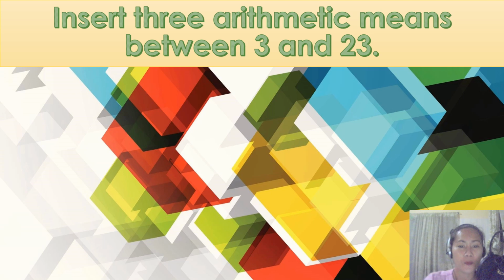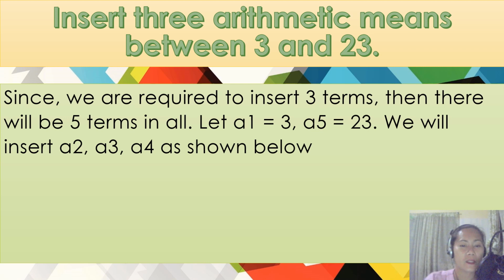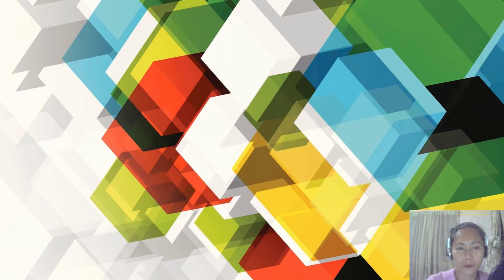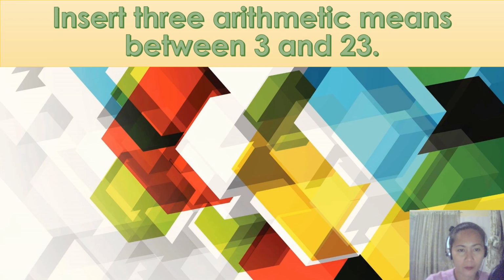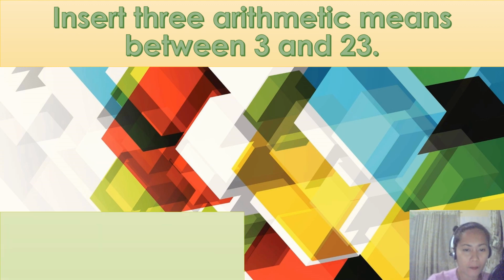Insert 3 arithmetic means between 3 and 23. Since we are required to insert 3 terms, then there will be 5 terms in all. Let a sub 1 equal 3, a sub 5 equal 23. We will insert a sub 2, a sub 3, a sub 4 as shown below. So, inserting 3 arithmetic means between 3 and 23.